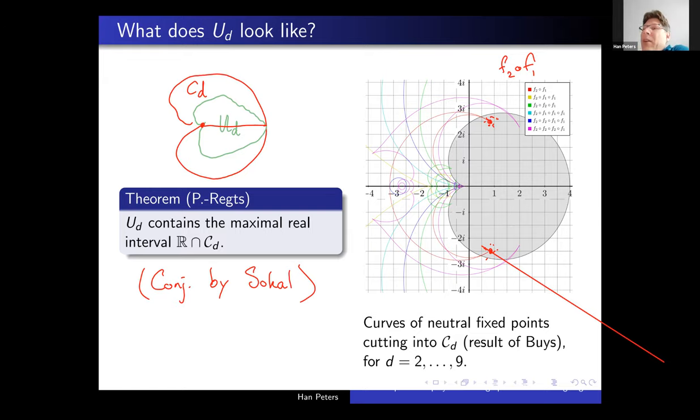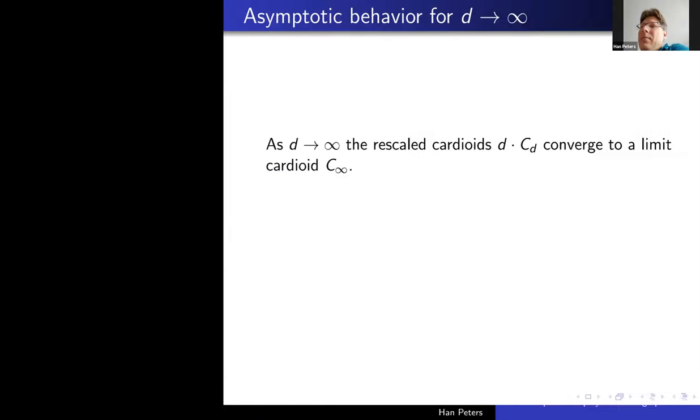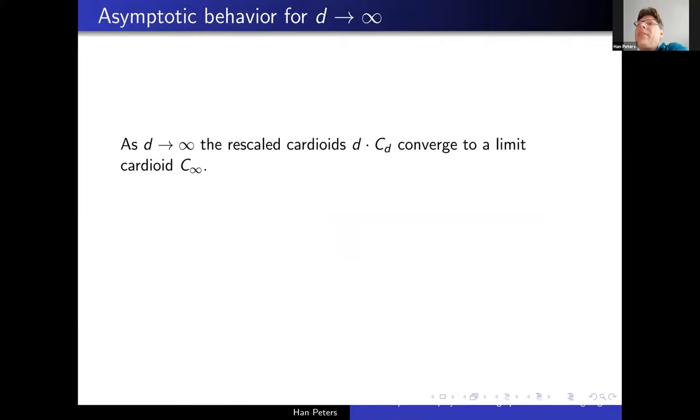And there is another question due to Andreas Galanis. So these rescaled cardioids, if you multiply by D, these cardioids converge to a limit cardioid. By the way, I'm calling them cardioids because they come from the main cardioid of the Mandelbrot set. But in these coordinates, they're not exactly cardioids, even though they look like they are. So it's a sloppy word. But if you rescale them again, just linearly multiplying by D, then they converge to a limit cardioid.